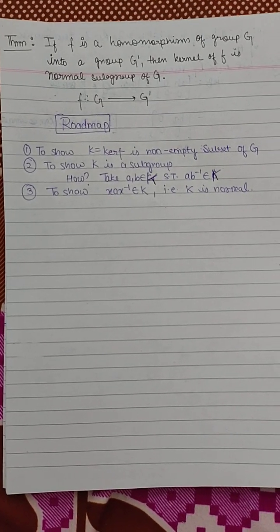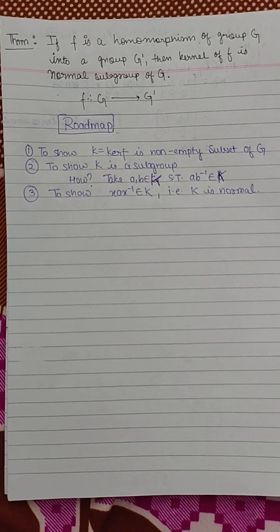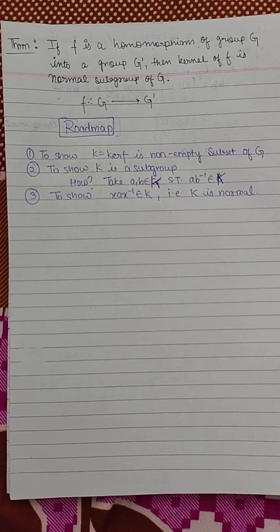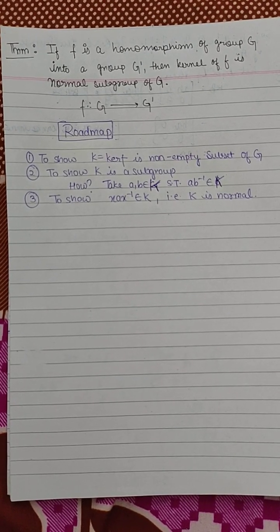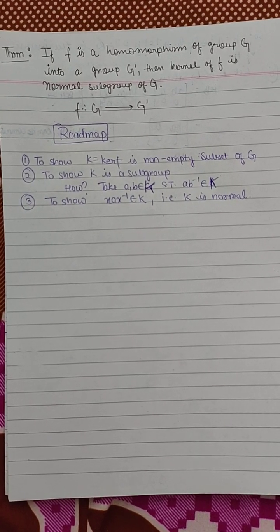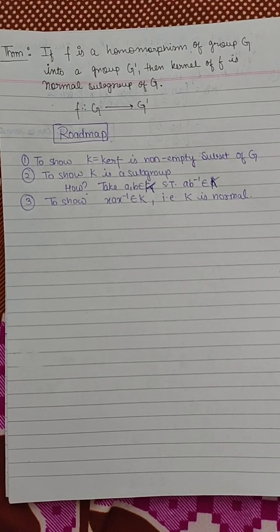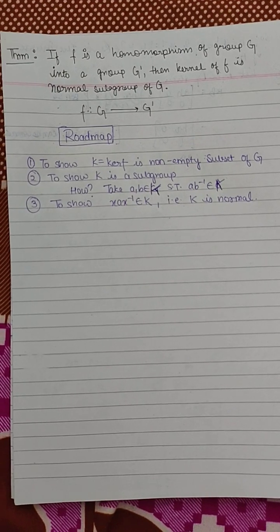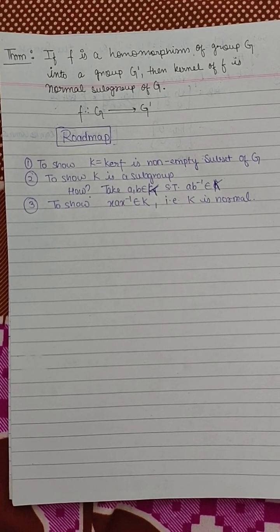Okay, so hello everyone. This is a theorem on homomorphism. Let's say f from G to G dash is a homomorphism. Then the kernel of f is a normal subgroup of G. So basically we need to prove that the kernel of f is a normal subgroup of G.